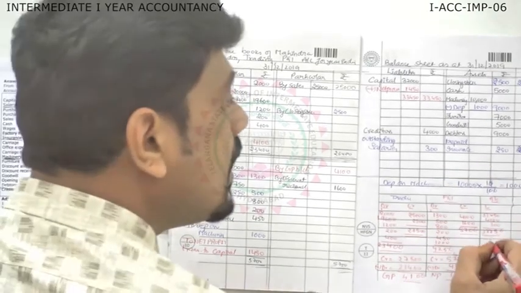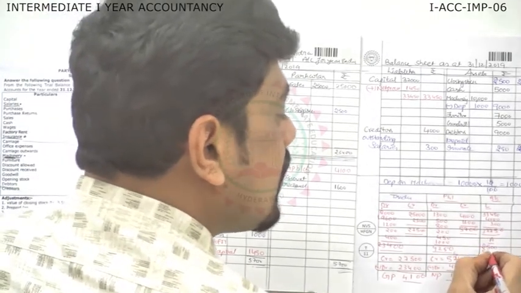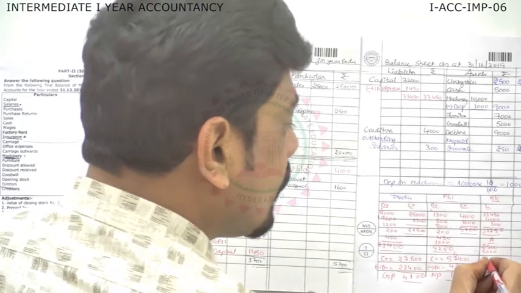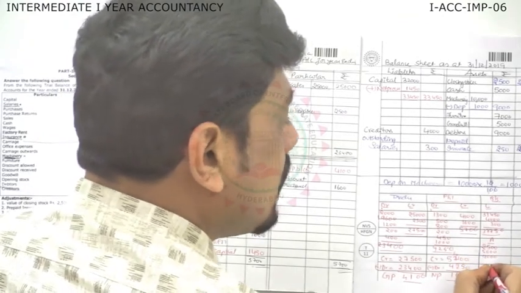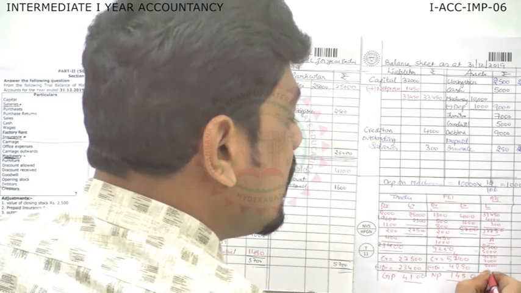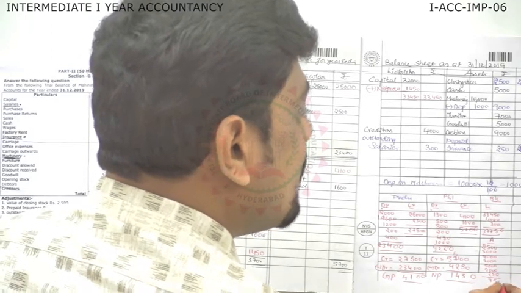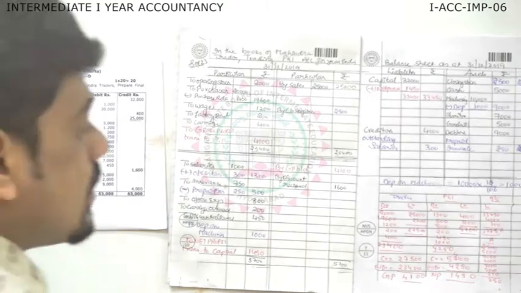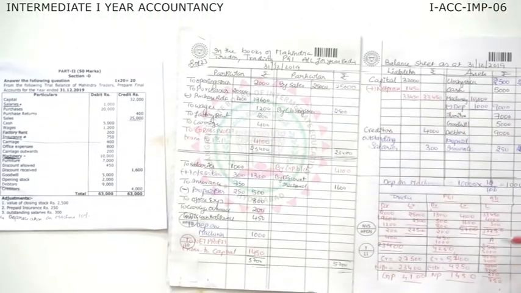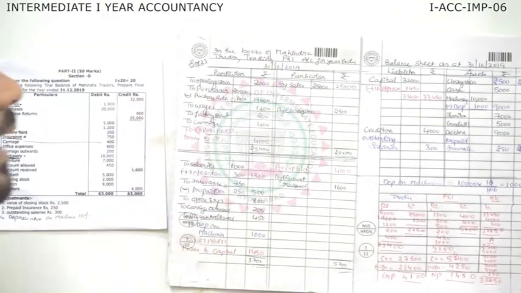Now here I'll write assets. 2,500, 5,000, then 9,000, 7,000, then again 5,000, 9,000 and 250. So this is 750 we got. Now let us see the total. Again it is 37,750. Balance sheet tallied, sir. Without any difficulty, 100% your balance sheet will tally.